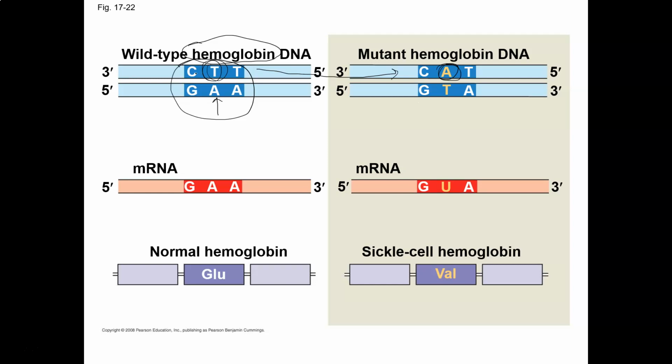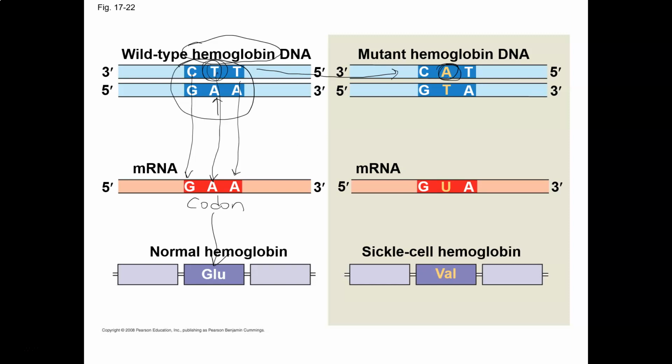Normally, when you're using the template strand to make messenger RNA, if there's a C in the DNA, it would be G. T in the DNA, there'd be A and another A. So it'd be GAA would be the codon. This is a codon, right? And if you look that up on the genetic code table, that corresponds to glutamine, the amino acid.